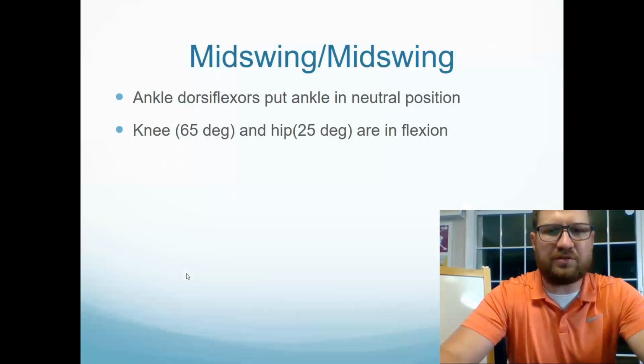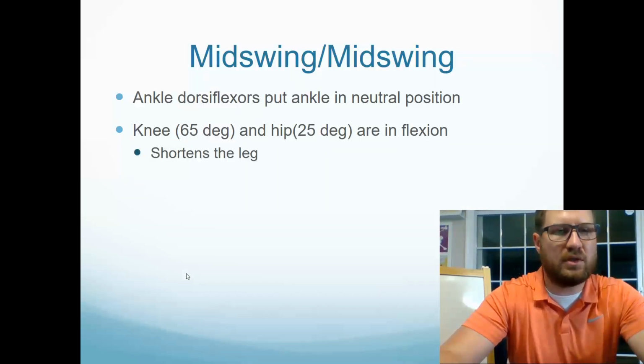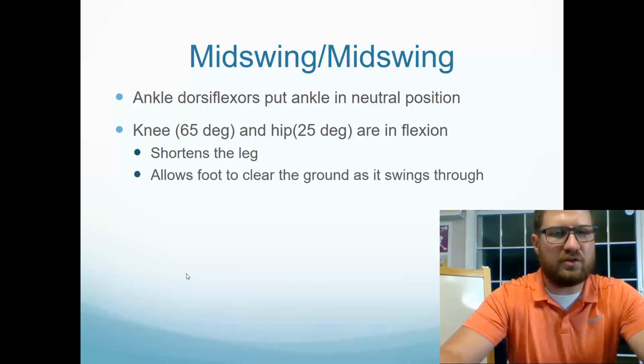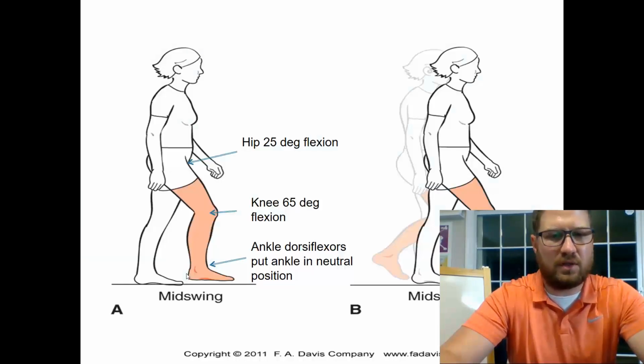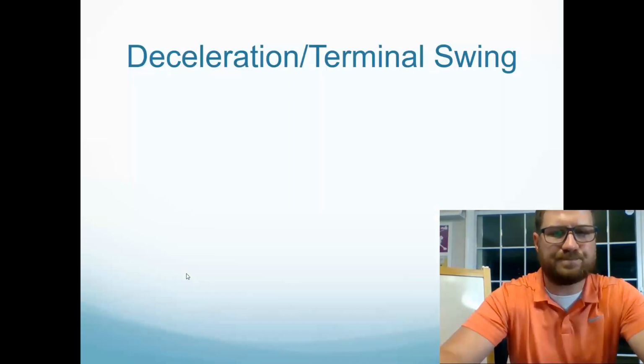During mid-swing, our ankle dorsiflexors put the ankle in a more neutral position. Our knee is at roughly 65 degrees, and hip at roughly 25 degrees. This flexion shortens the leg and allows the foot to clear. Once that hip gets greater than 25 degrees, it moves the leg in front of the body and puts the lower leg in a vertical position to get us ready for our deceleration phase. And then after that, we get our initial contact. Okay, so we are still concentrically contracting everything at this point.